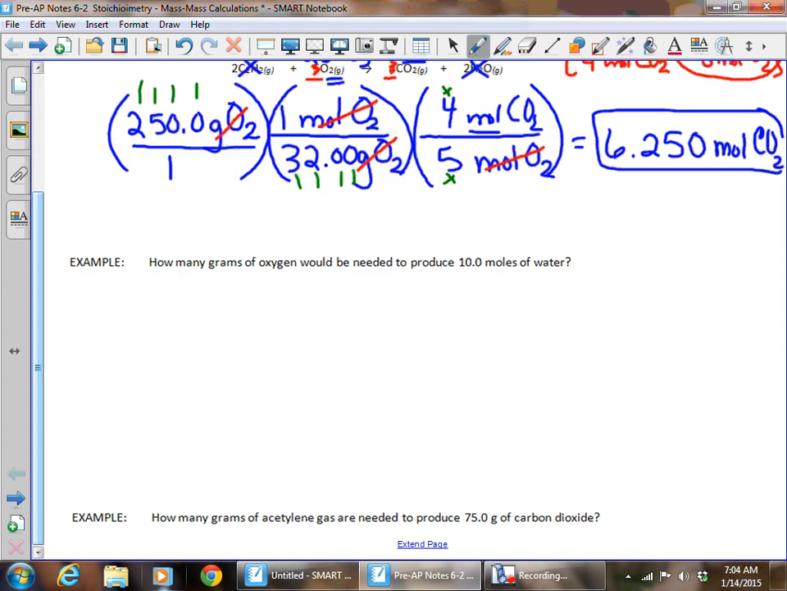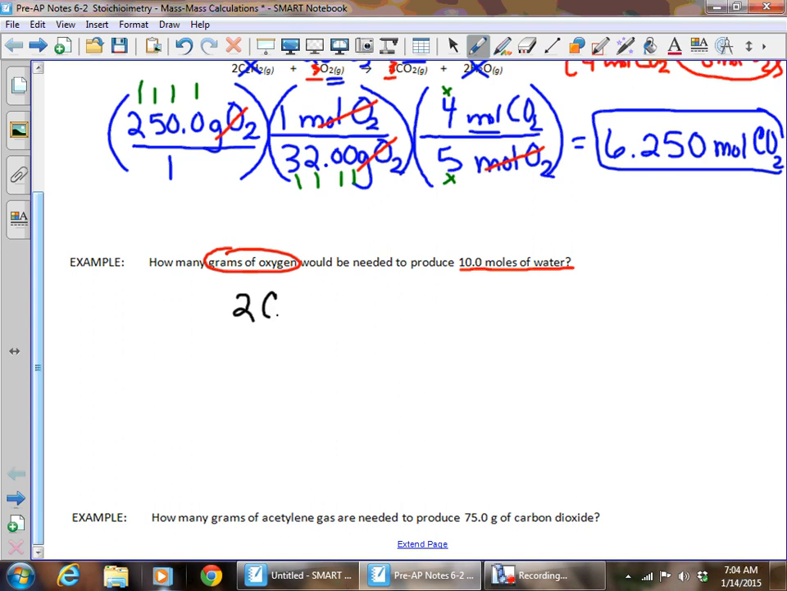Okay, let's look at the next one. We're going to do it exactly the same way. We're going to attack it by finding what we're looking for, what we're trying to find, how many grams of oxygen. So this time we're looking for grams of oxygen, and we're given 10 moles of water. Okay, this particular one doesn't start out with a balanced equation, so we've got to write it in. So you've got to have a balanced equation.